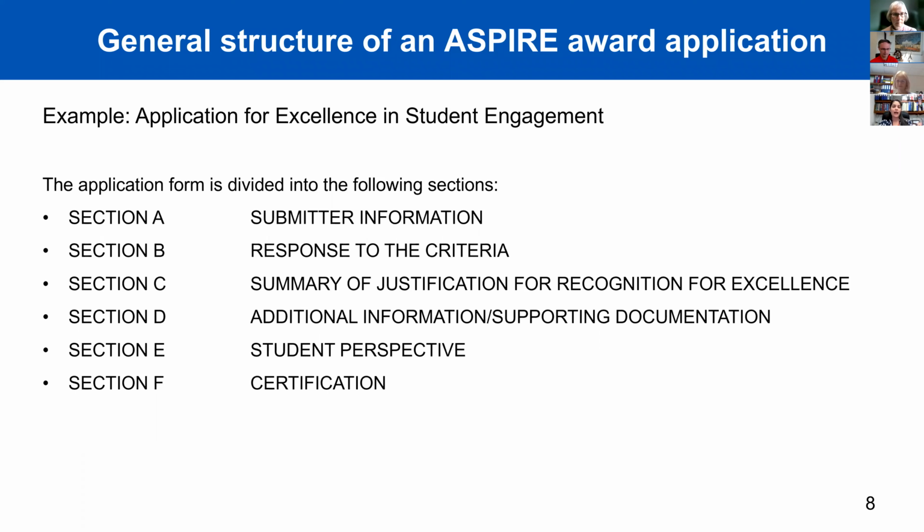But if we look at generally the application form, I hope you've had a chance to already look at the application forms. It's divided up into several sections. The first one is just regular information and who the submitter is. The B section and C, really, it gets into the meat of it, responding to specific criteria in that area. The summary of the justifications for recognition of excellence. Section D becomes providing any additional information or supporting documentation, with E closing out with the student perspective, which is ever important. And finally, certification.